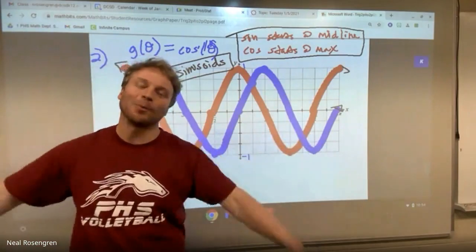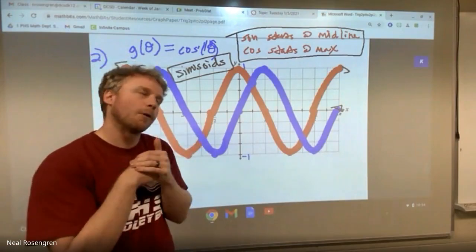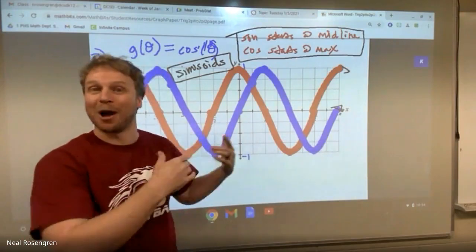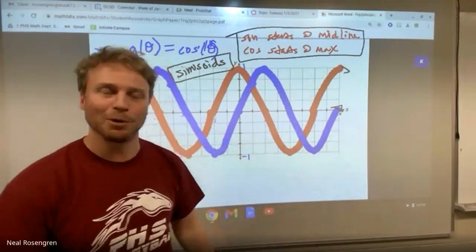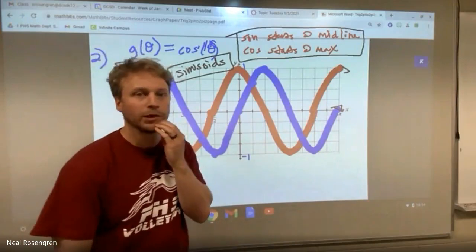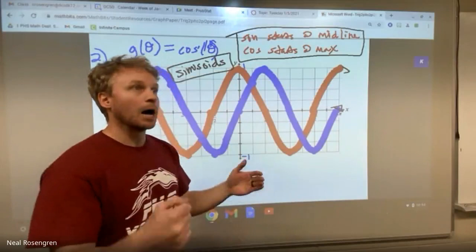Ta-da! 4.5, the beginning of 4.5. We will finish 4.5 tomorrow as we start messing around with these. We're going to make them bigger, stretch them out, squeeze them, shift them around, and play with them, and try to get a sense of what the equations tell us about how these graphs are going to look. Okay, so there we go.